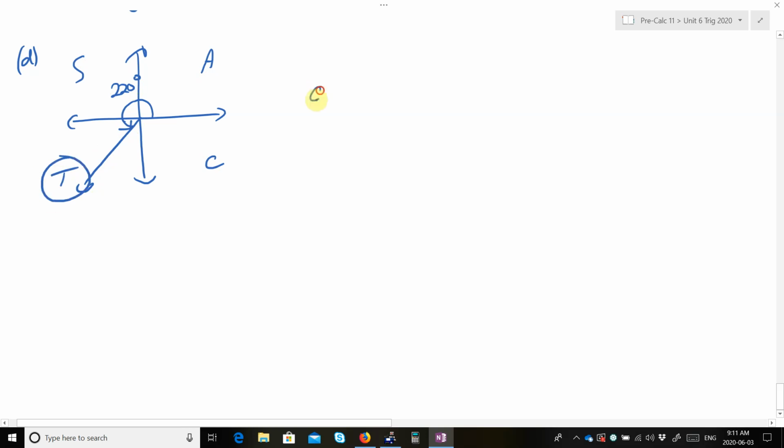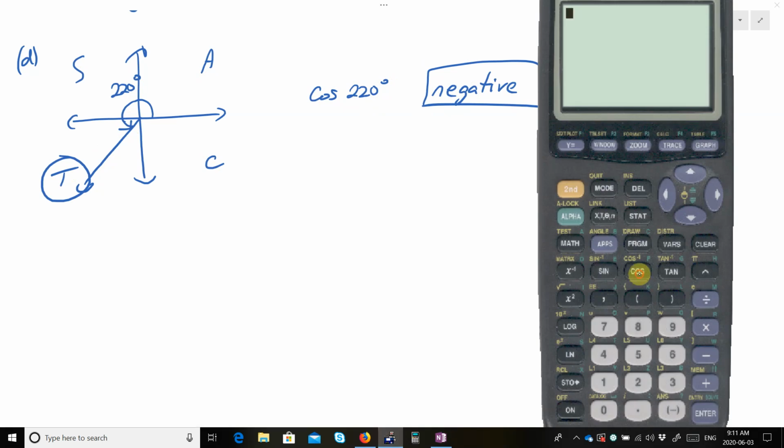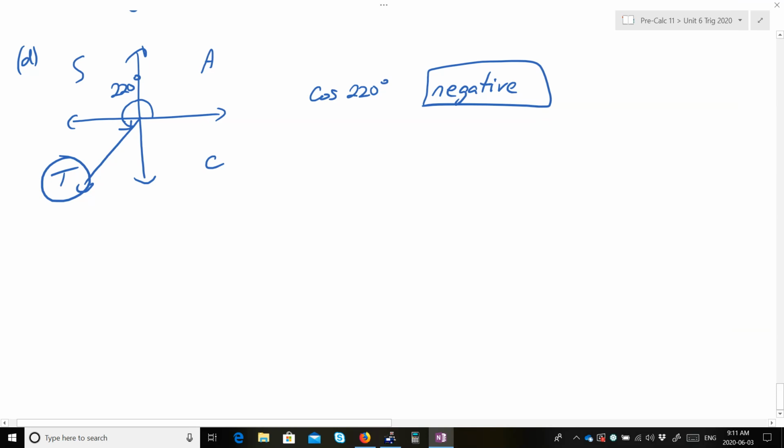And part D, cos of 220 degrees. We've got 90, 180. Next line would be 270, so 220 would be somewhere in here. Cast. Tan is the only one that is positive there, so cos of 220 degrees will be negative.